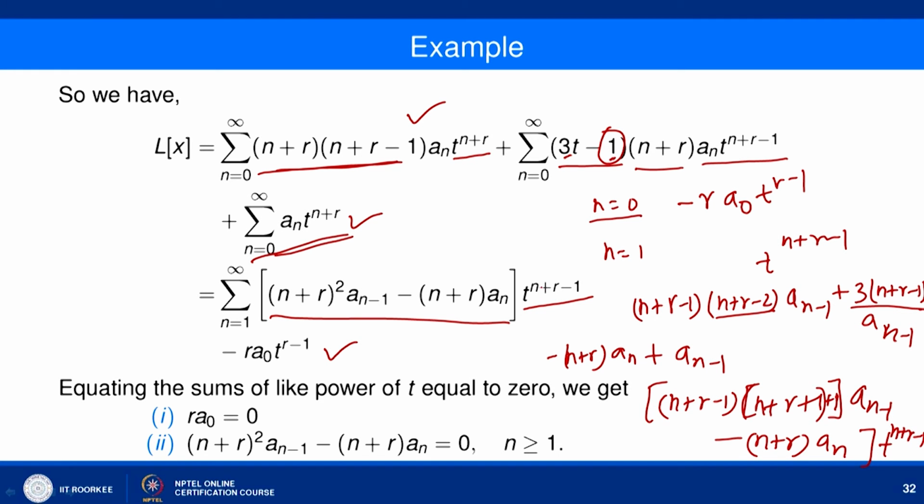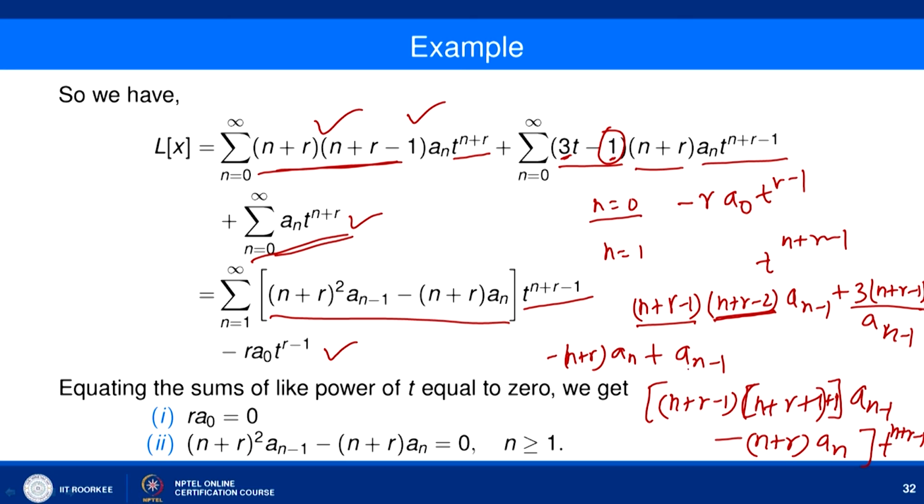Okay. So, here we are calculating the coefficient of t to the power n plus r minus 1. One term we are getting from this by replacing n by n minus 1, that is n plus r minus 1 into n plus r minus 2 into a n minus 1. Here we are getting a term from this, then 3 n plus r minus 1 a n minus 1. So, writing 3 n plus r minus 1 a n minus 1, and one we are getting from here when we replace n by n minus 1.